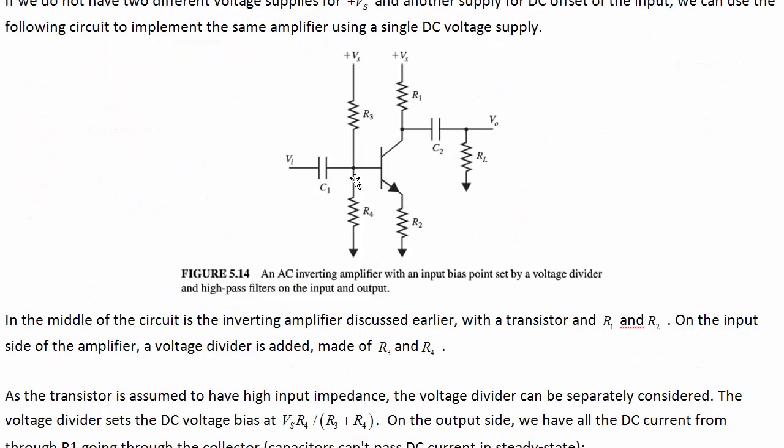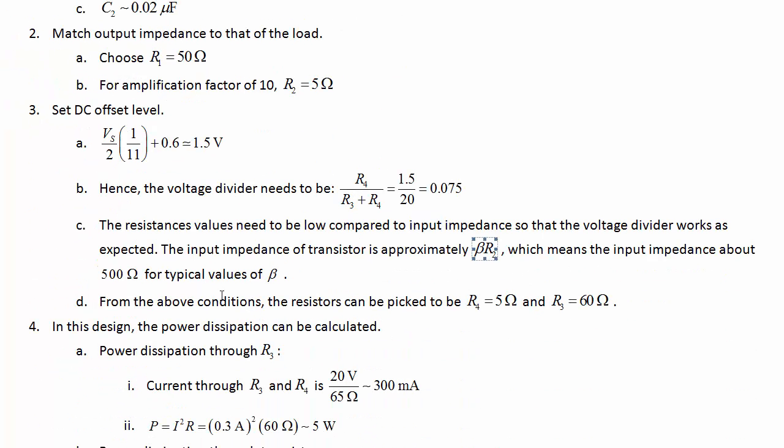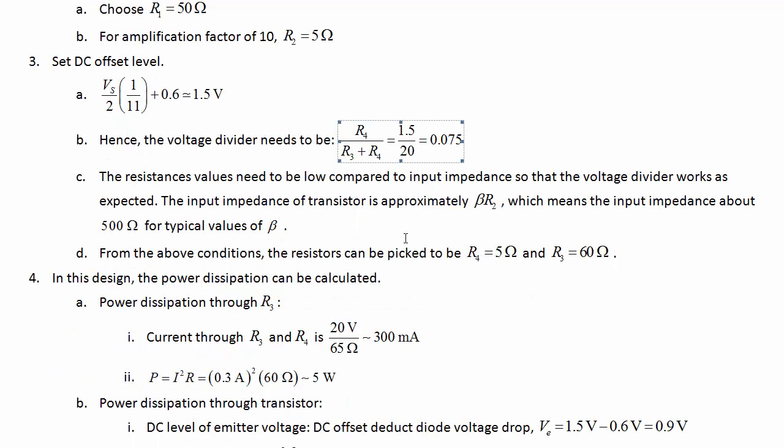And you know the input impedance is R2 multiplied by beta from work that we've done earlier. So if beta is about 100, then we expect that the input impedance of that transistor is about 500. So we need these two resistors to be low compared to that. So to be low compared to 500, let's say about R4 is 5 and R3 is 60 ohms. This is going to satisfy our constraints that they're low compared to 500, and that their ratio in the divider gives us 0.075, so that we'll have a 1.5 volt bias.